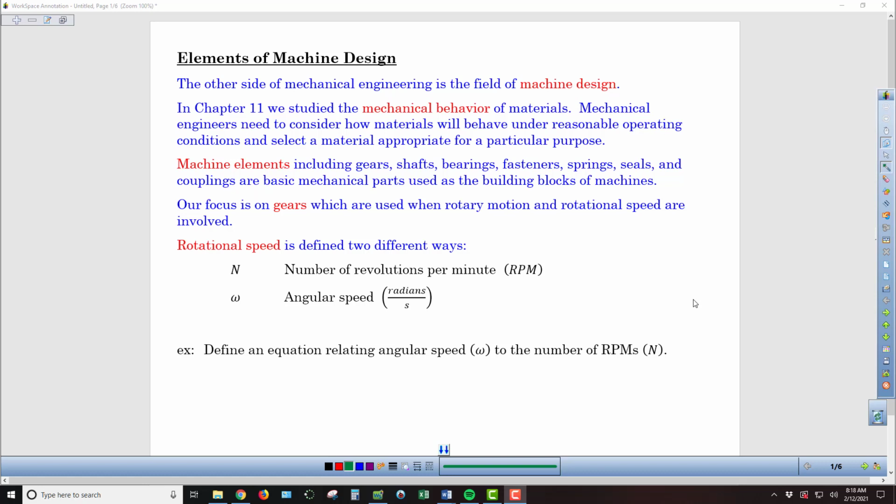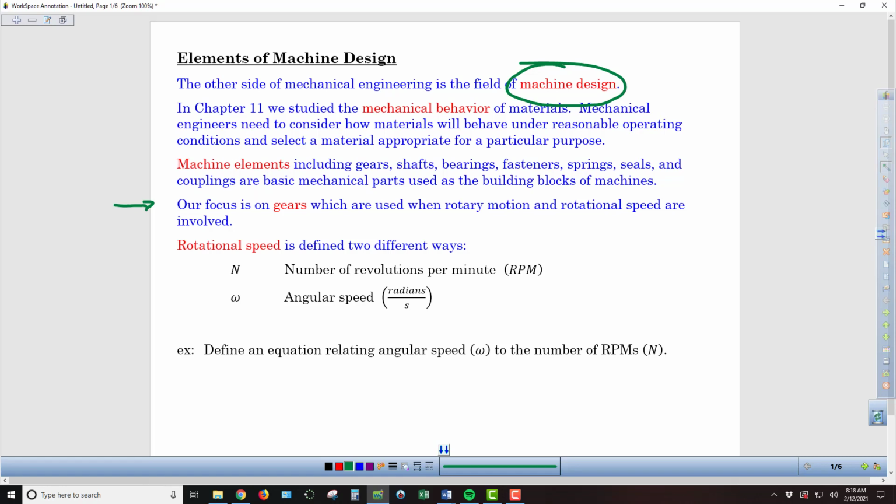Besides the thermal heat transfer side of mechanical engineering and the study of fluid mechanics and thermodynamics, we also have the machine design side of mechanical engineering. And so in Chapter 11, we studied material behavior. That's an important component to choosing what material you're going to use depending on the purpose. For our focus, we're going to be looking at gears, although there are a variety of machine elements: gears, shafts, bearings, fasteners, springs. You can see the list there.